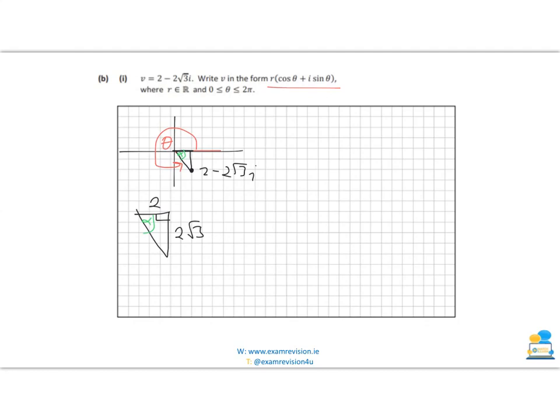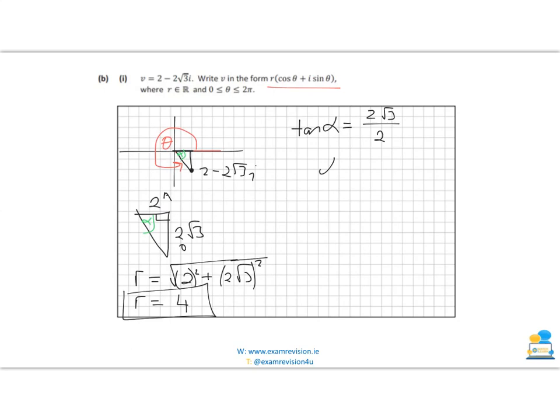So let's work out our modulus and our argument. Our modulus is equal to the square root of 2 squared plus 2 root 3 squared, and that is going to give me a modulus of 4. Now I'm going to work out my argument. In order to do that, I have to start by working out alpha. As always, I have my opposite and my adjacent, so I'm going to be using tan. So tan alpha is equal to O over A. So alpha is going to be equal to, and I think that's going to give me 60 degrees.